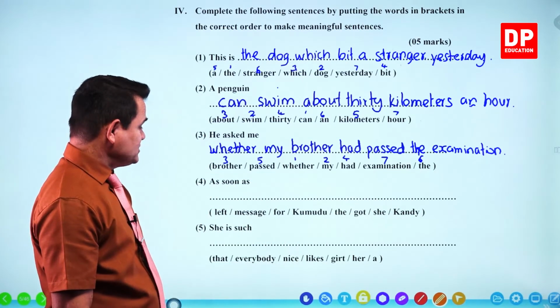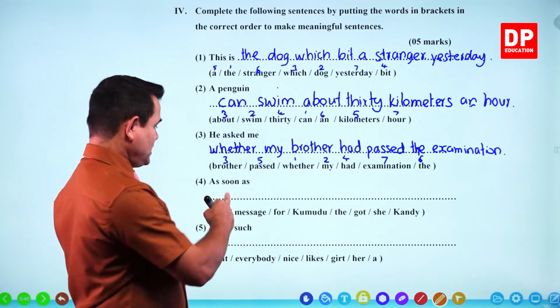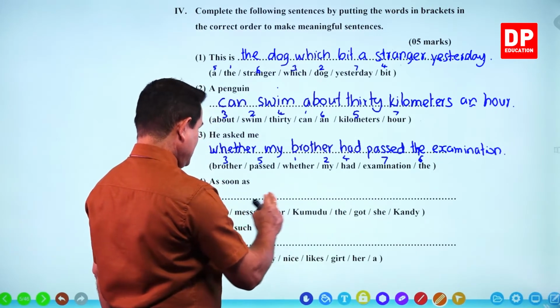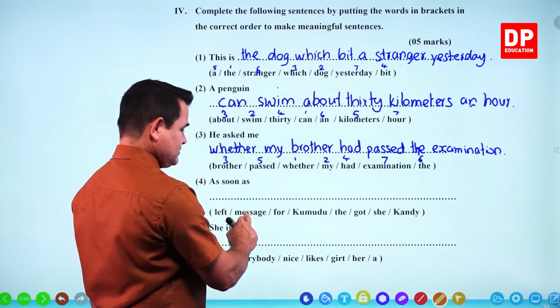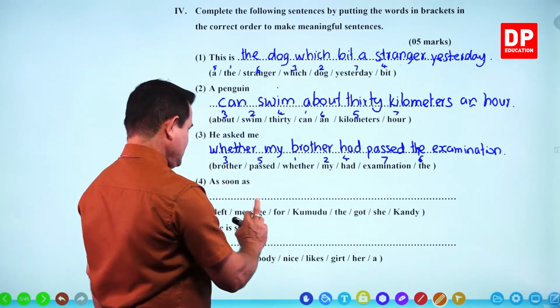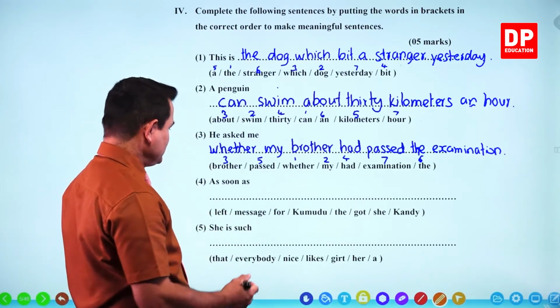As soon as. Kumudu got the message, she left for Candy. Correct. Now let's put that and see.